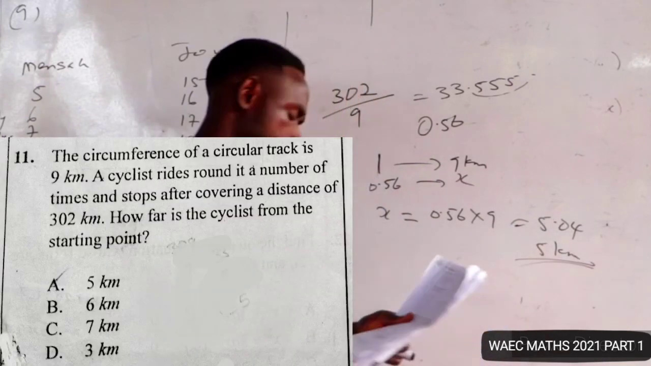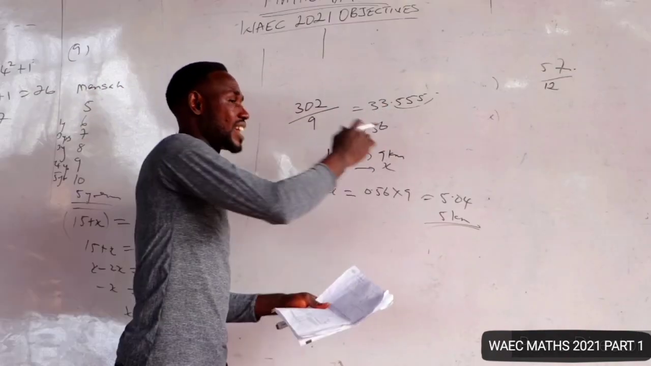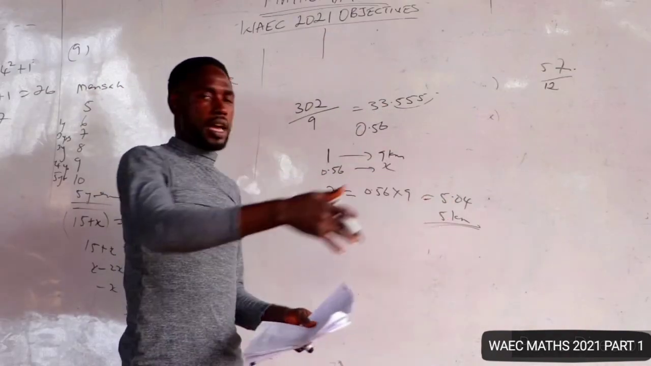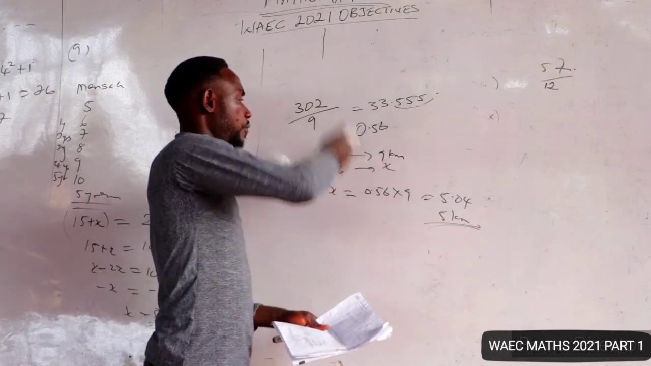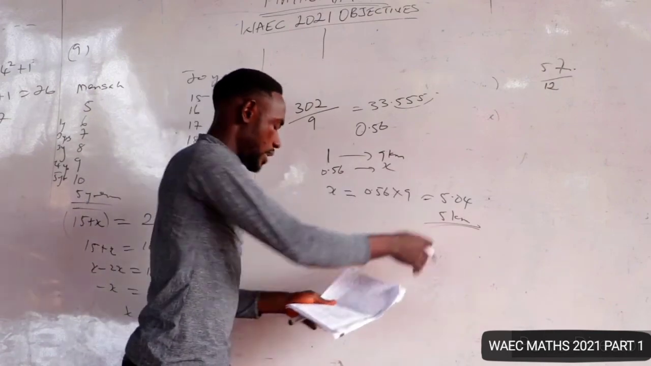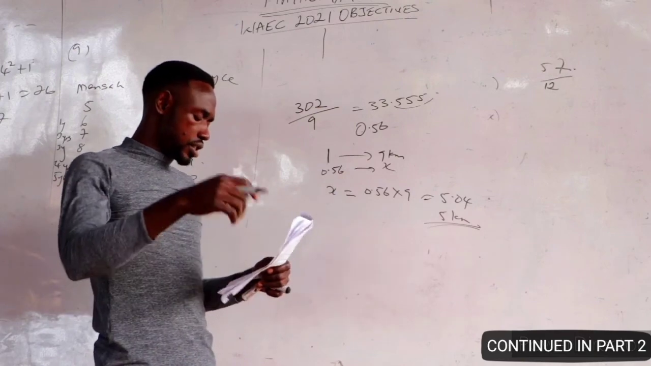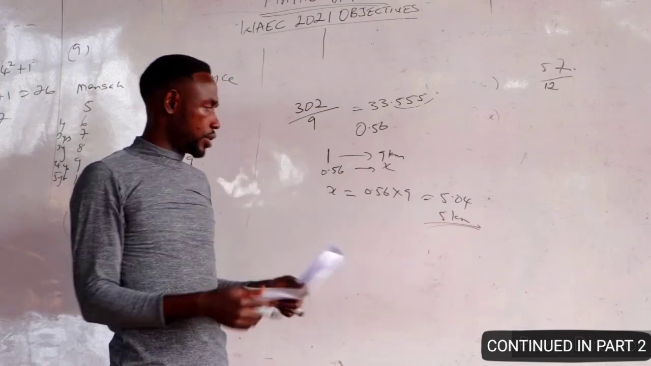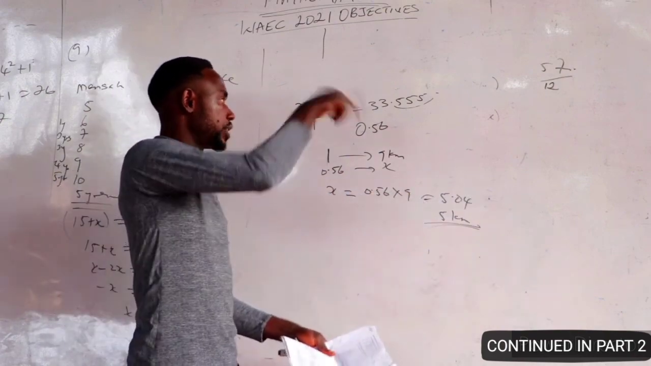That's the distance of the cyclist from the starting point, because he has completed 33 cycles and now started a new cycle, which represents 0.56 of one cycle, and one cycle is 9 kilometers. Mathematically, you do it this way. You find out that the distance from the starting point to where he is in the 34th cycle is 5 kilometers, meaning it remains only 4 kilometers for you to complete the 34th cycle.